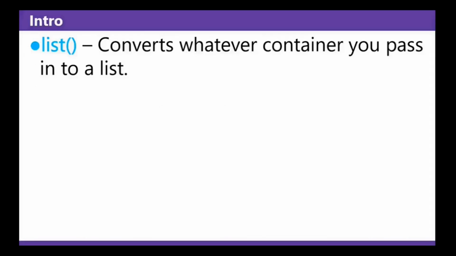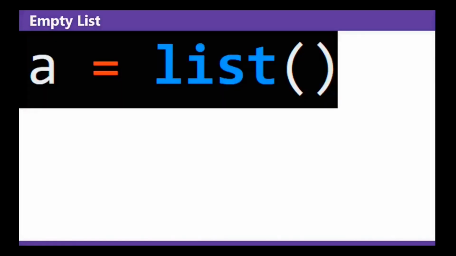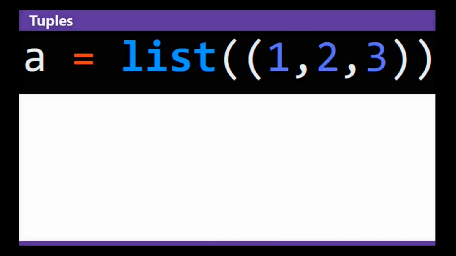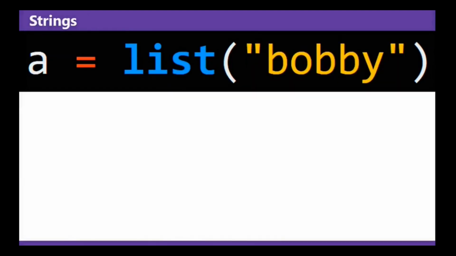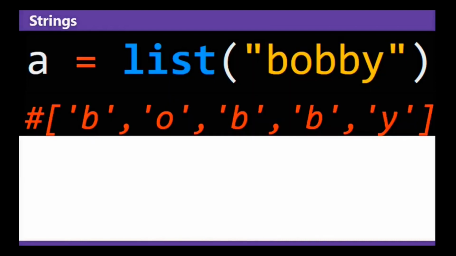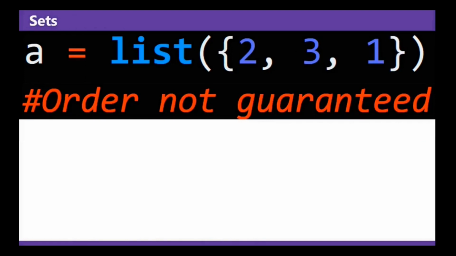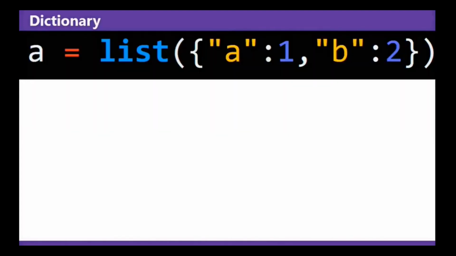The list constructor in Python converts whatever container you pass into a list. If you pass in nothing, it simply returns the empty list. If you pass in a tuple, nothing special happens, it just gets converted straight to a list. If you pass in a string, the list contains every single character in the string in order. If you pass in a set, you can't guarantee the order the list will be in once it's returned, so if you want it sorted, for instance, use the sorted function. Last, if you pass in a dictionary, you'll get a list of the keys in the dictionary in the order the dictionary is in.